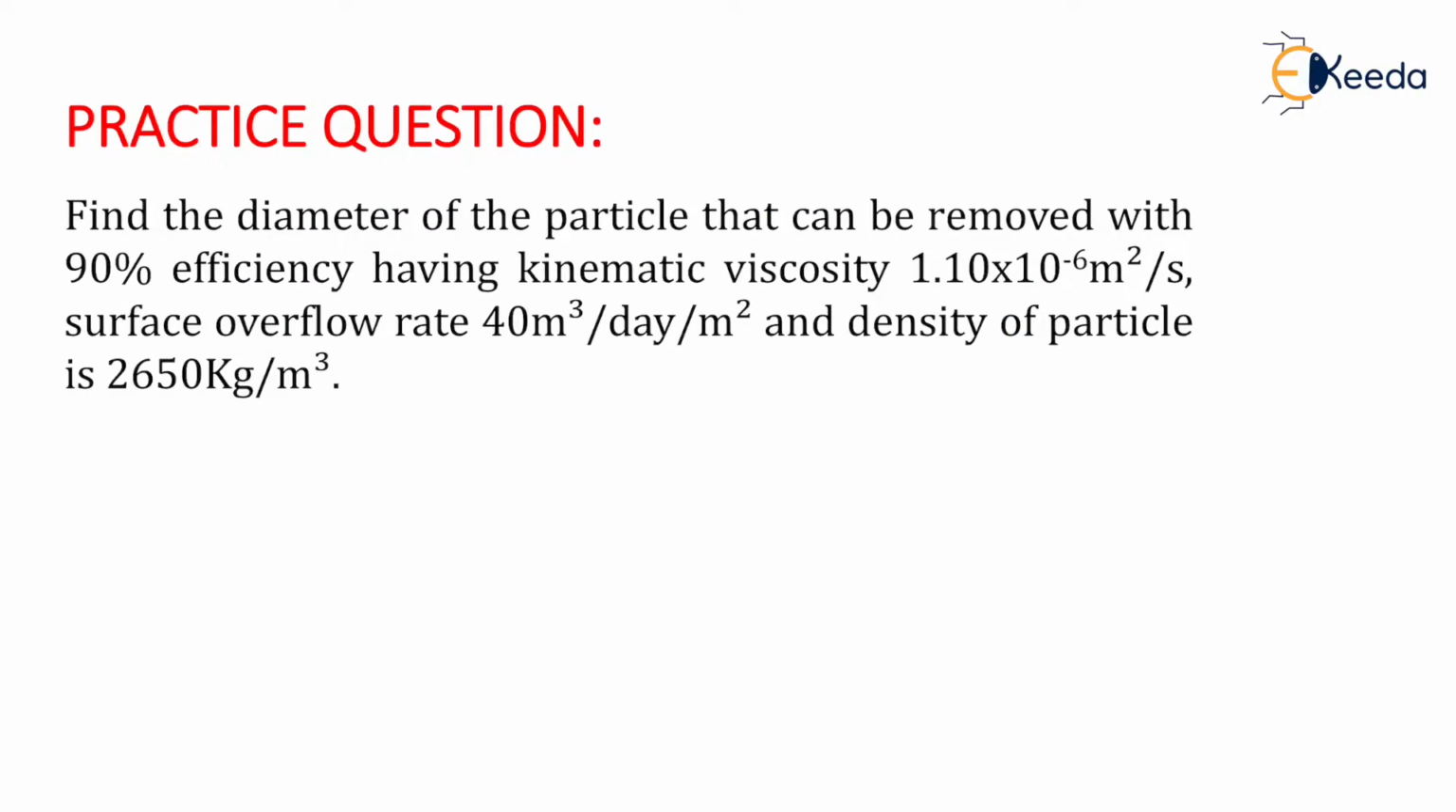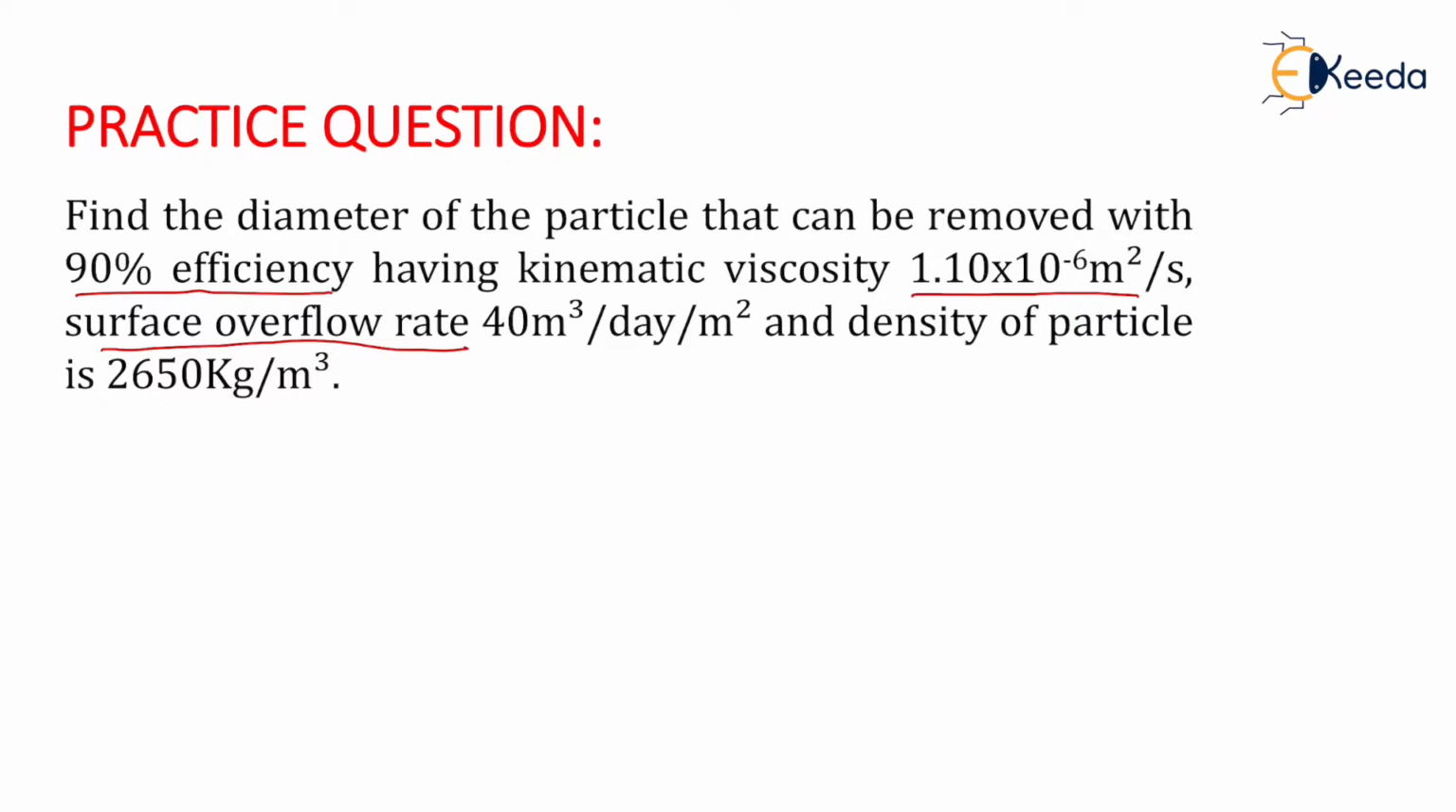Question will be given as: find the diameter of the particle that can be removed with 90% efficiency. It means that efficiency will be equal to 90%, having kinematic viscosity equal to 1.10 × 10^-6 m²/s. Surface overflow rate, that is V0, is given as 40 m³/day/m², and density of particle is 2650 kg/m³. So we need to calculate the diameter of the particle.